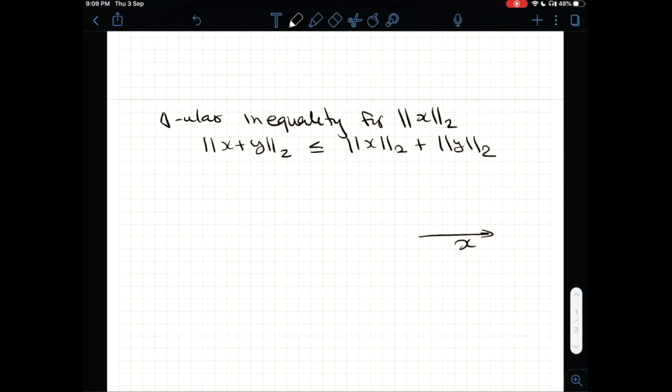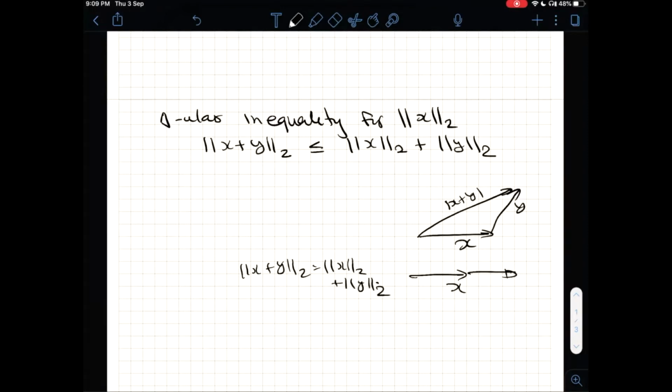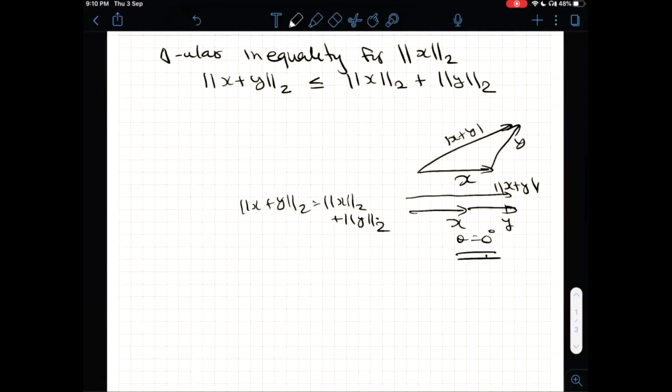This is your two-dimensional illustration. This is x, this is y, and this is x plus y. So the maximum value that it can take is when it becomes equality. Then what does it mean? It means the length of x plus y is equal to the length of x plus the length of y, which is actually the case in two dimensions when the vectors are collinear, right? Or theta is 0 degrees. Fine. Now this geometrical intuition, let's take it to n dimensions.